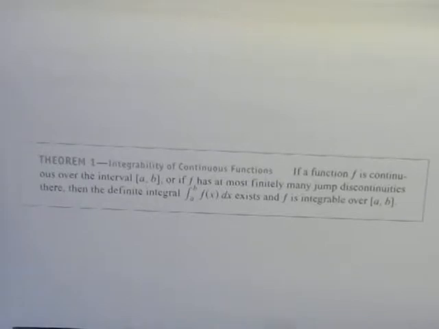Now you might wonder when can you integrate and when can't you? That brings us to theorem 1 of this chapter, which is: if a function f is continuous over an interval from a to b, and if the function has at most finitely many jump discontinuities, so in other words, you can have a finite number of jumps or small gaps in the function, basically one point jumps, so you can't have a continuous interval where the function is disconnected, then the definite integral exists. You can actually find the integral over a, b.